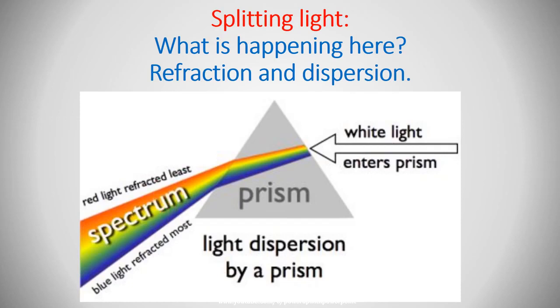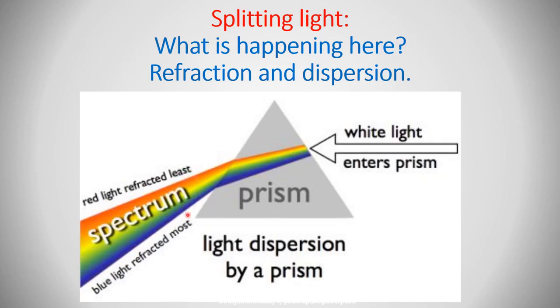These colors together, we call them a spectrum. As you can notice, the red light refracted least because it did not have a bigger or greater angle like the other colors. So we say that the red light refracted least.